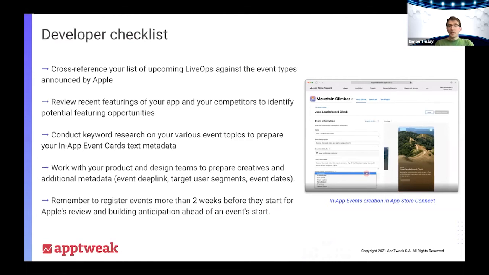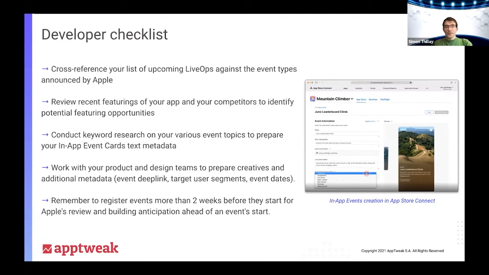Once you've done that, conduct your keyword research to know for each event, is there a specific search traffic you should be targeting, or if there's any keyword for you from just your general app that you could squeeze into your event's metadata to boost your search visibility. You will also have to prepare some creatives and make sure that the event can deep link into your app. So make sure to also work with your product and design teams to prepare for these different metadata information.